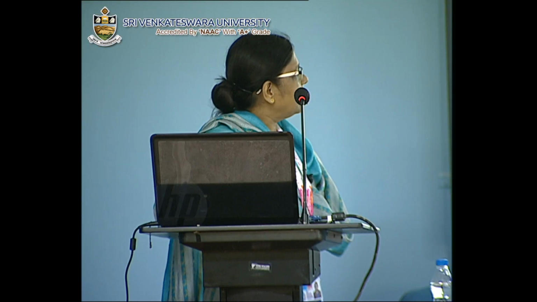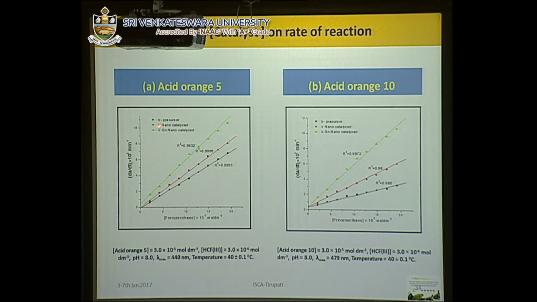Then the effect of catalyst concentration was also studied. To study the catalyst concentration, first we studied the reaction in presence of the iridium precursor, that is iridium trichloride as such, then the iridium monometallic catalyst, then the iridium tin bimetallic catalyst, and again it shows that the reaction rate increases. This is in presence of the precursor, this is in presence of monometallic, and this is in presence of bimetallic nanoparticles.